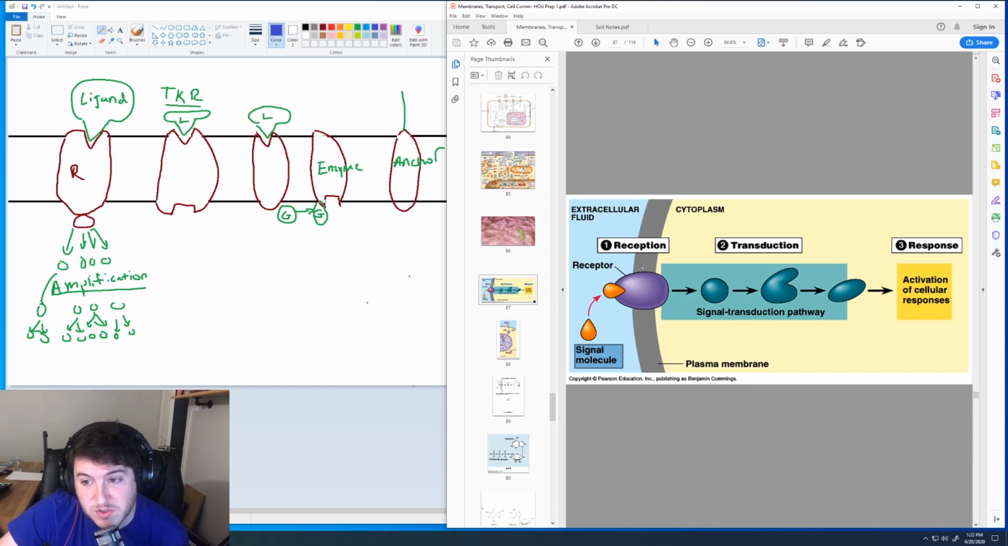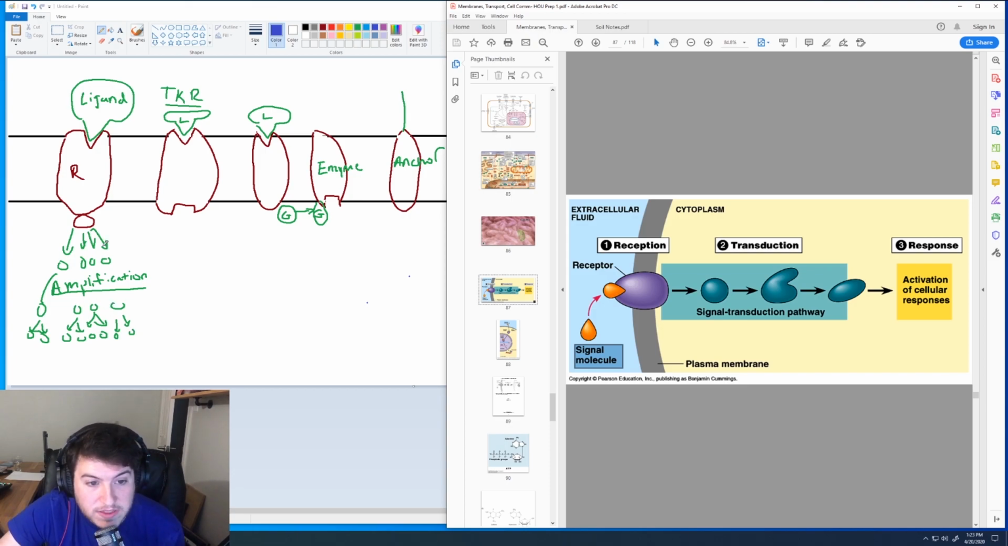Now, the reception is going to activate that protein. And in turn, that protein is then going to activate other proteins. So you can kind of see here, I drew it as this protein activates these 4 other green proteins. And then those 4 proteins will then go on and activate 4 more, right? Or 2 more. And then those will go and activate more.